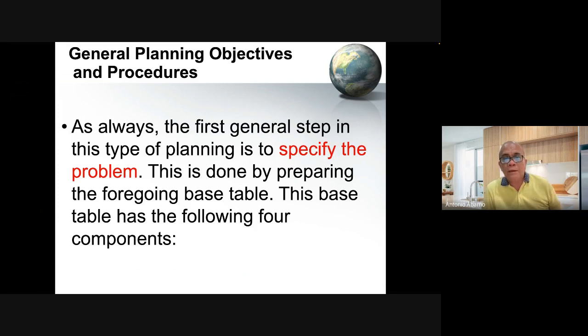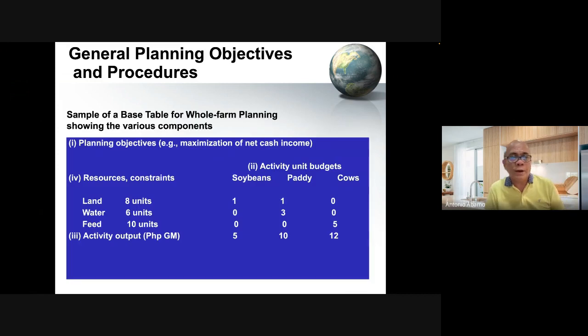As always, the first general step in this type of planning is to specify the problem. So what is the problem? Then you start solving the problem with the objectives in mind. For example, this is one sample of a base table for whole farm planning. The planning objective could be maximization of net cash income, and then these are the different resources, for example land, water, feed, and other things. And then you have the various crops that you are considering.